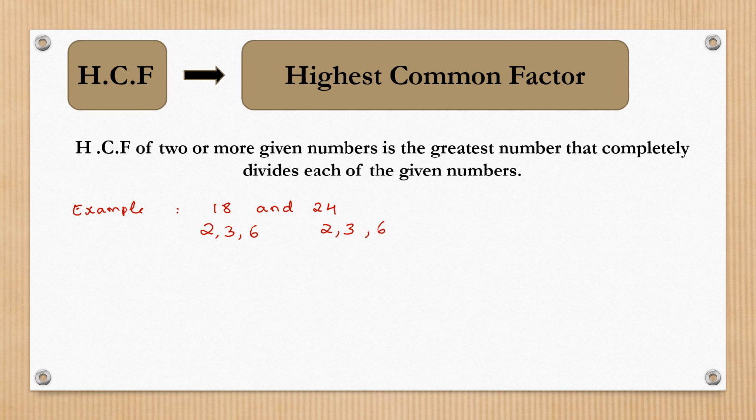As you see here, 2, 3 and 6 are the common factors we have obtained on both sides. So my question to you is, which will be the greatest number? Here the greatest number is 6, and this 6 is called the HCF of 18 and 24. So the HCF of 18 and 24 is 6.